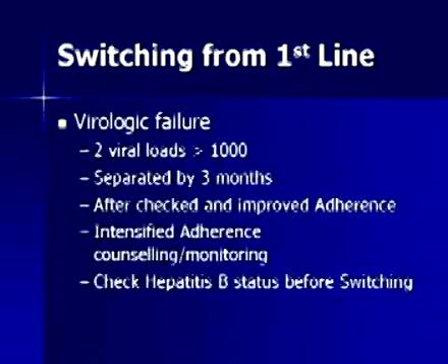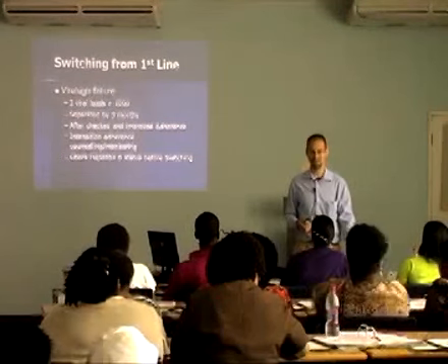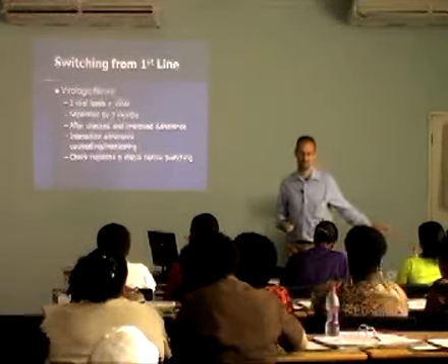Okay. So switching from first line, as I said, it's 2 viral loads of over 1,000 separated by 3 months. After you've checked and improved adherence, you've intensified adherence counseling and monitoring. Okay, so they should have stepped up adherence. They definitely need to have either pill counts or pharmacy checks. Some sort of adherence intervention needs to be done, because if they're not taking the medicine, second line's not going to help. Okay? Medicine only works if you swallow it. Second line doesn't work by sitting on the table. All right? Just as first line doesn't work if it's sitting in the bottles.